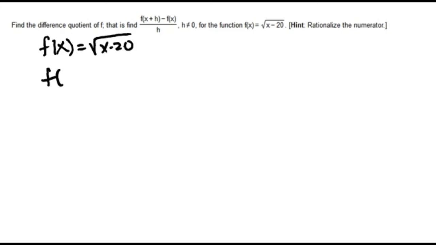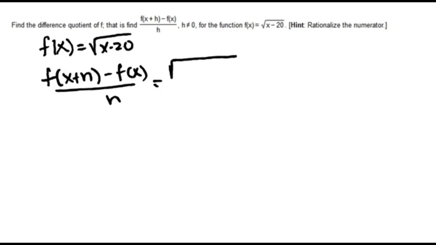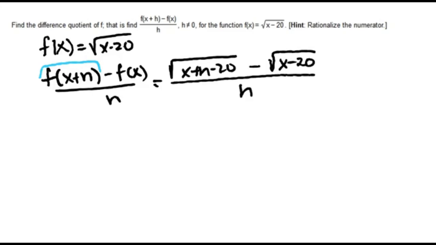and our difference quotient, f of x plus h minus f of x over h, is square root of x plus h minus 20. So that's this first part of the difference quotient. Now minus our function f of x, so minus square root of x minus 20 over h. So this is the difference quotient, but we want to simplify it more. And that's where the hint comes in, to rationalize the numerator.